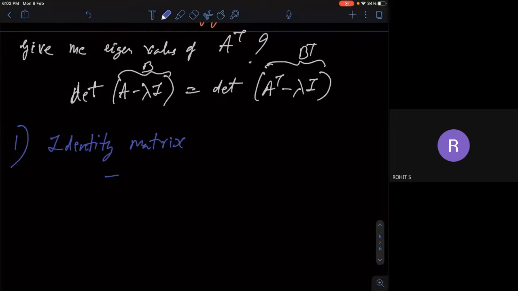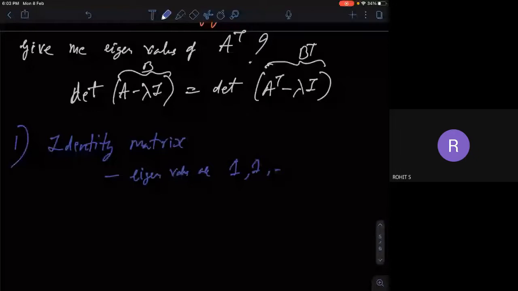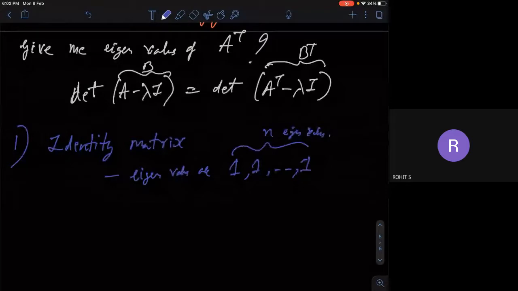Any idea? 1 to the power n, like 1 n times. Okay, so the eigenvalues are 1, 1, n eigenvalues. What? Why can you say that?